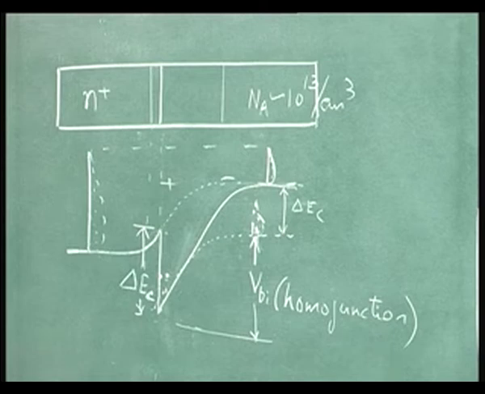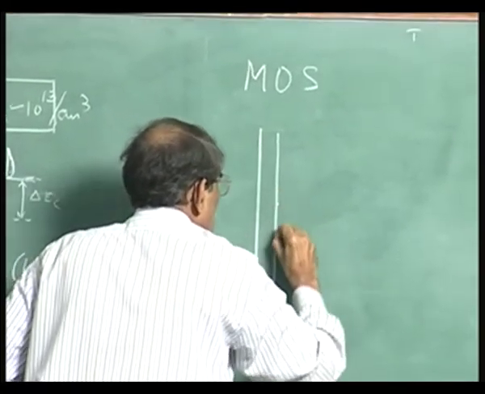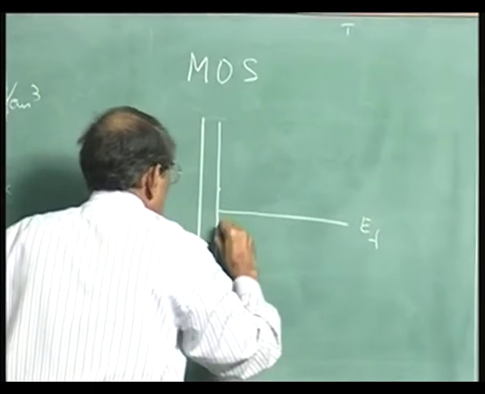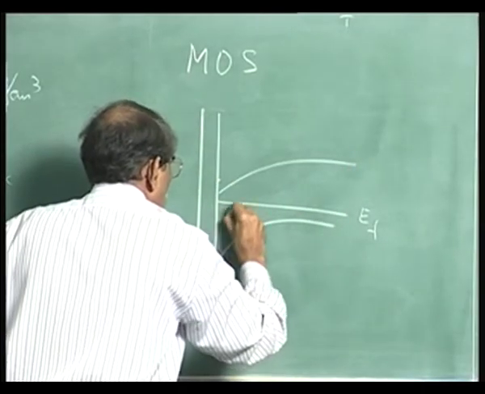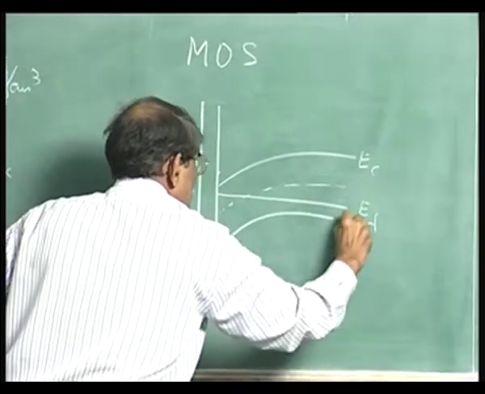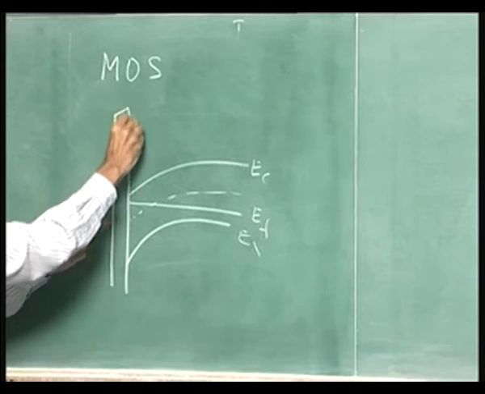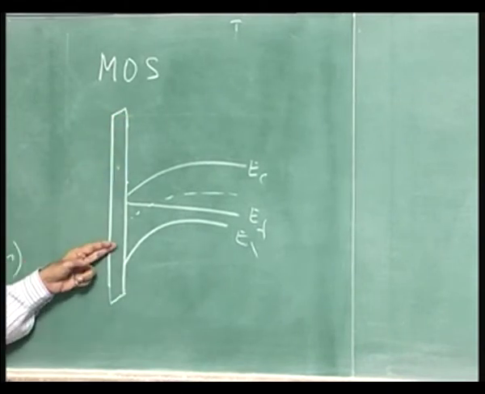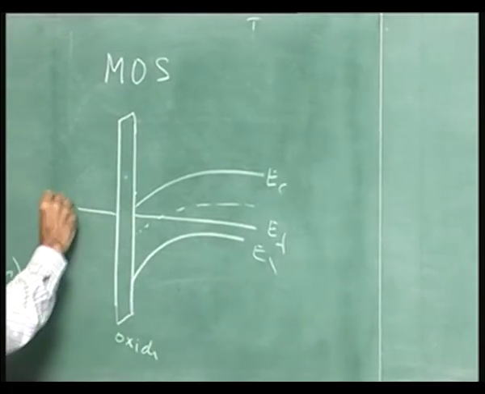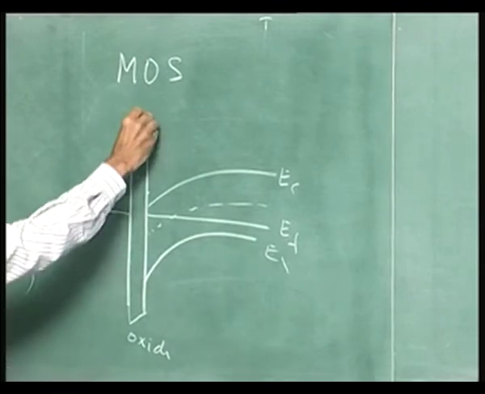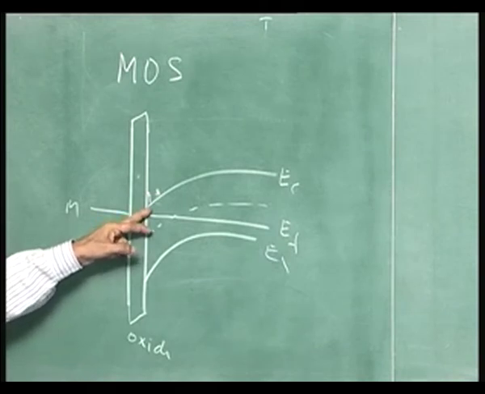so MOS, P type, if you take the Fermi level, intrinsic, plus minus plus minus. This is oxide, and of course, this is the metal. Conduction band of oxide, and this is the region where the electrons are, there is a notch, exactly similar to this case of HEMT.